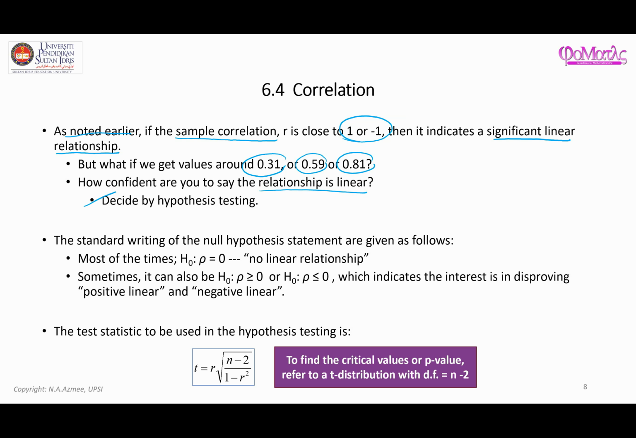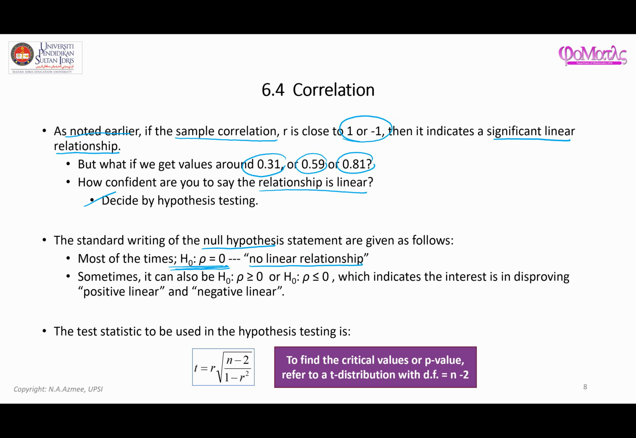Now, the standard writing of the null hypothesis statement is given as follows. Most of the time, this is what you will write down as the null hypothesis: that the population correlation is equal to 0. When you say the population correlation is equal to 0, in other words, it means no linear relationship, since the value of the correlation is 0.